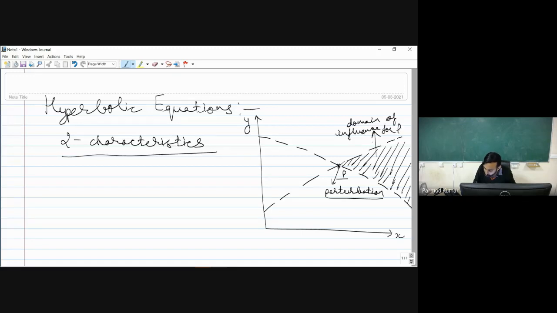If at a particular point P I create some perturbation, that perturbation will affect the area in our domain which I have shown here.